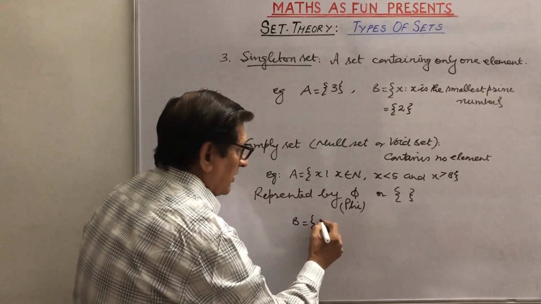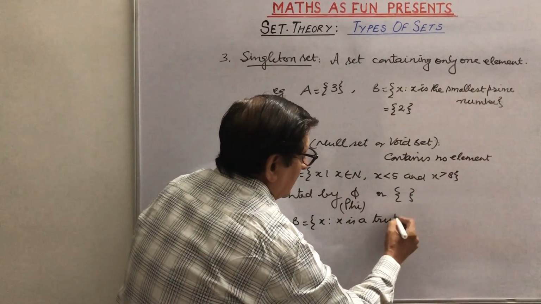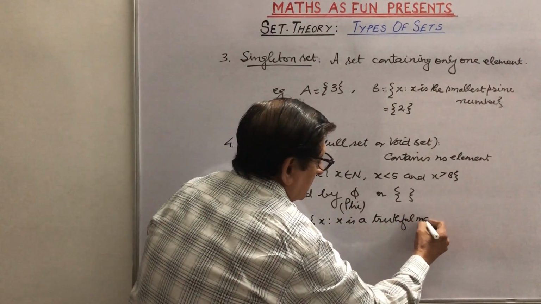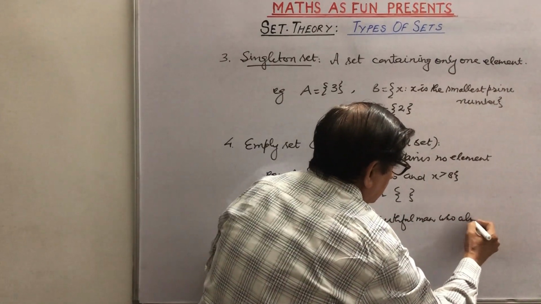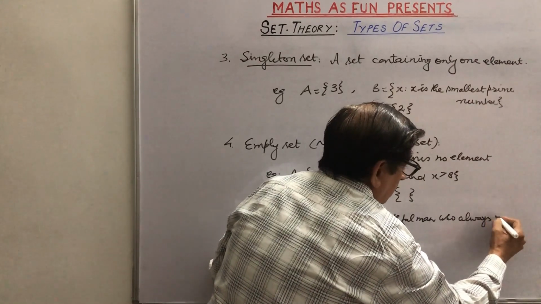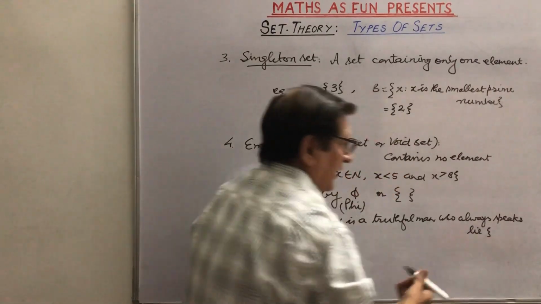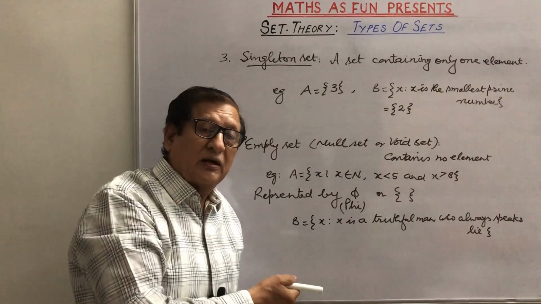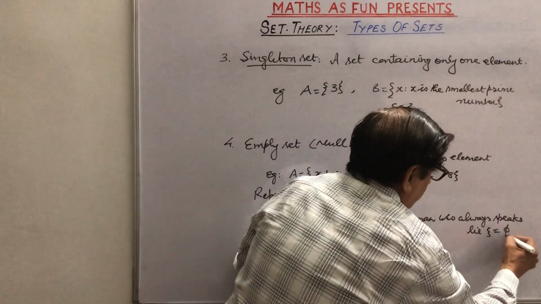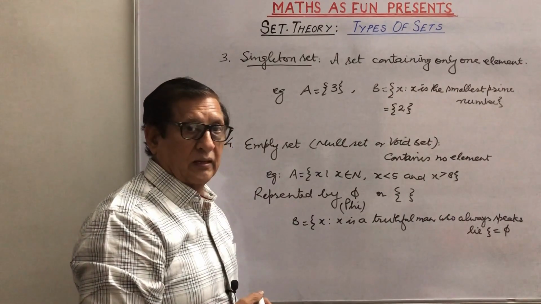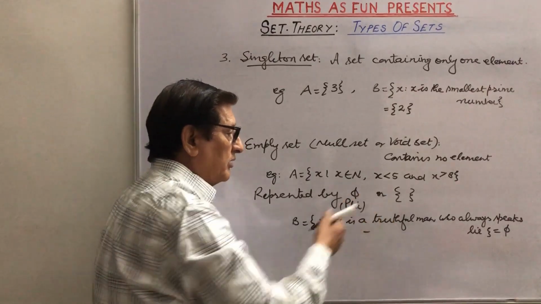Set B, x such that x is a truthful man who always speaks lie. Can we have any man who is always speaking lie and he is truthful man? No. So this is also an empty set phi. Please remember that it is always represented by phi only or a curly bracket.